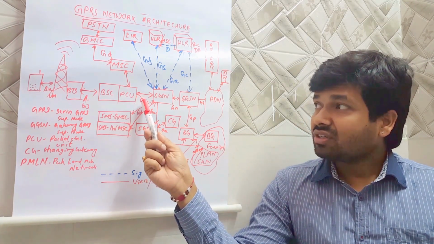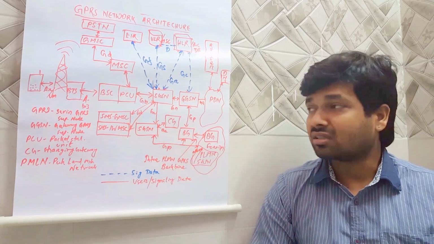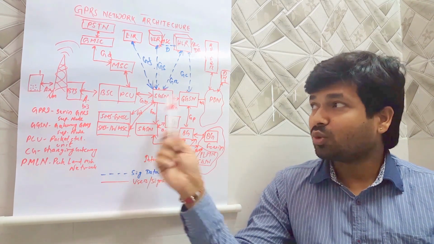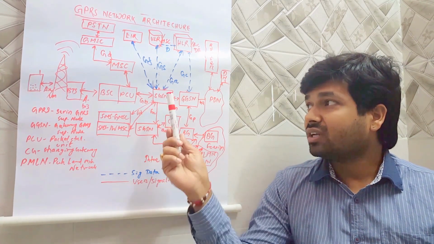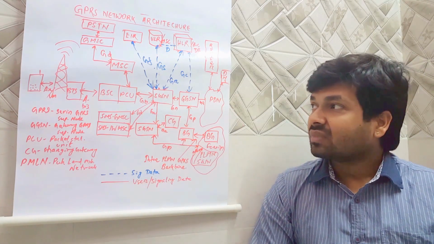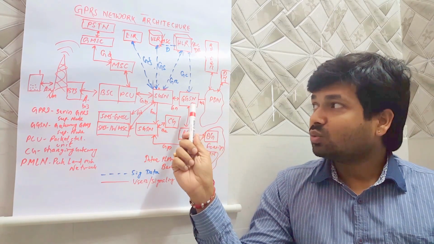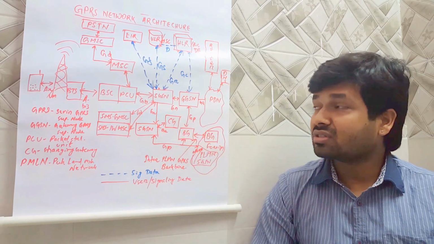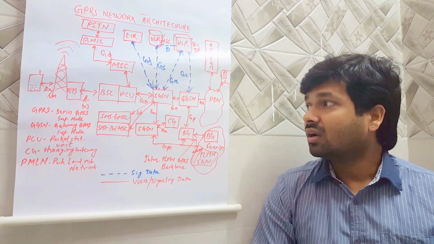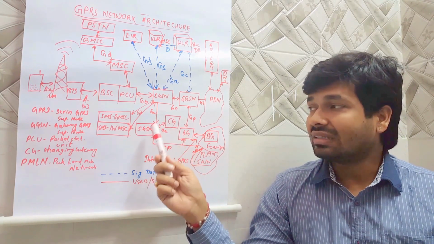From the BSC we have the Gb interface which is connecting to the SGSN. SGSN is nothing but the serving GPRS support node, which is a very important entity in the GPRS system itself. From SGSN we have the Gn interface towards the GGSN, which is nothing but the gateway GPRS support node, and also we have the same Gn interface towards other SGSNs.